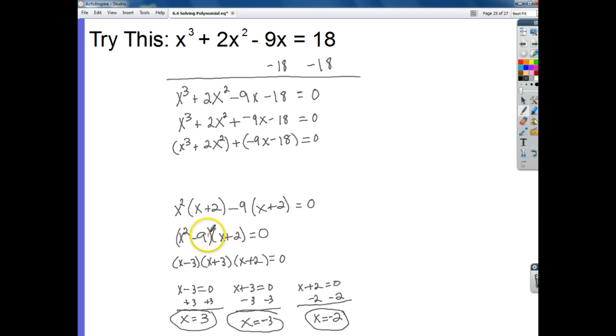X squared minus 9 is the difference of two squares. It's x to the second minus 3 to the second. So that factors into x minus 3 times x plus 3. Bring down the x plus 2 equals 0. We've got it all factored. We set our factors equal to 0. X minus 3 equals 0. Add 3, get x equals 3. X plus 3 equals 0, subtract 3 from both sides, you get x equals -3, and then x plus 2 equals 0, subtract 2 from both sides, you get x equals -2. 3 solutions, degree 3, it's looking good.